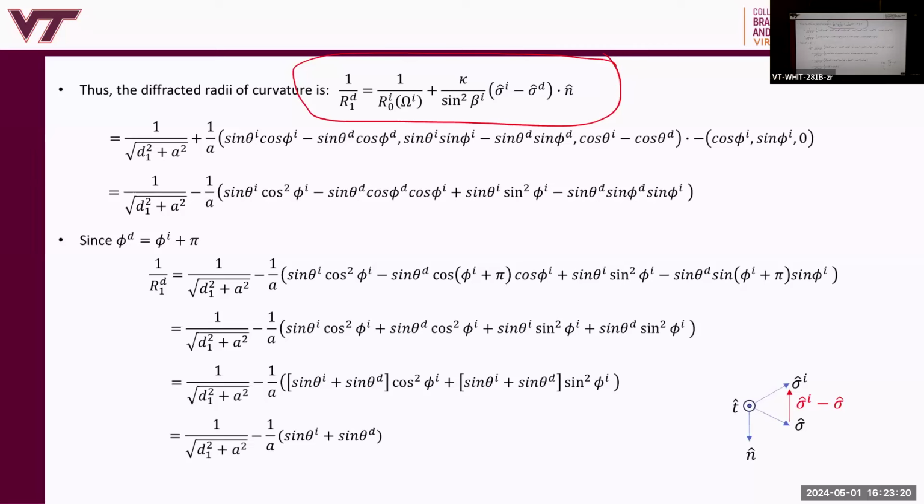And we derived this formula. Okay, so we need R naught incident. We know beta incident. We need the curvature of the edge, the space curve itself. We need sigma incident and sigma diffracted, and the normal to the curve that represents the edge.